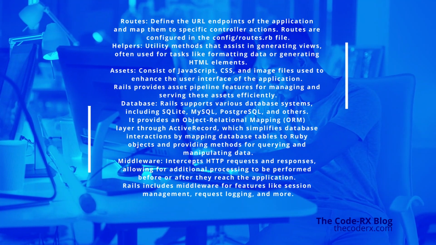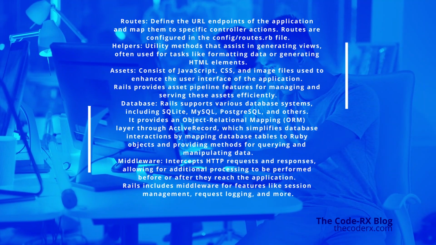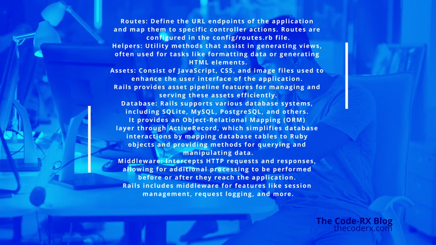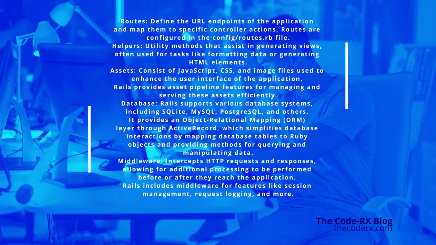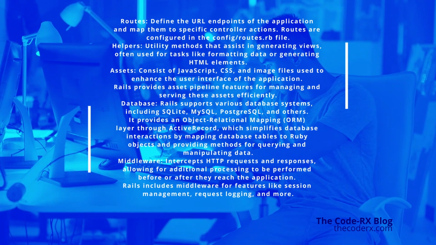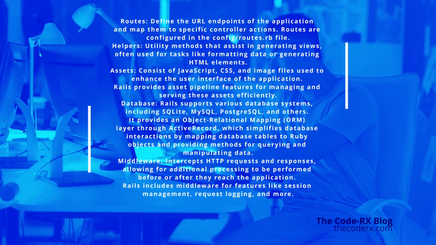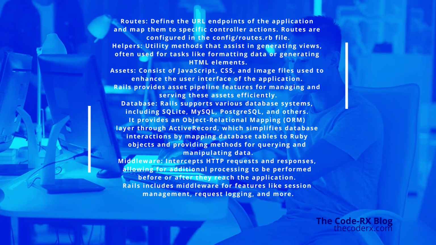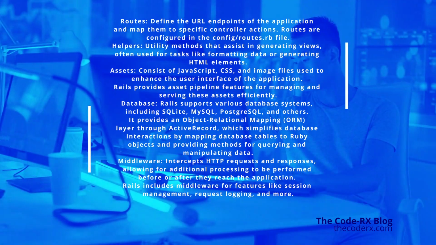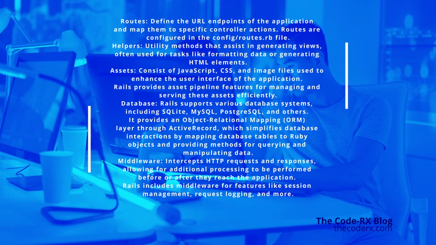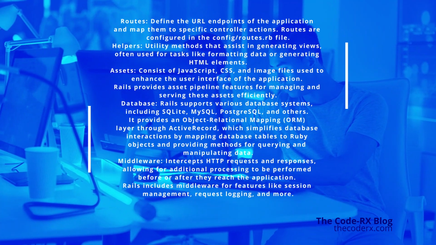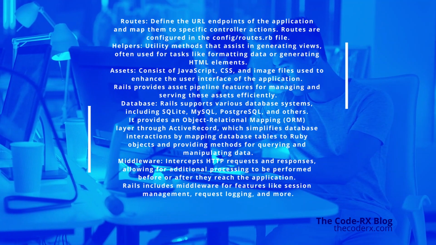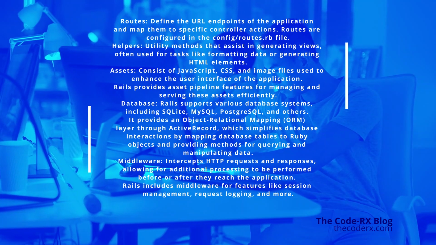Next would be the database. Rails supports various database systems, including SQLite, MySQL, PostgreSQL, and others. It provides an object relational mapping, or ORM, layer through Active Record, which simplifies database interactions by mapping database tables to Ruby objects and providing methods for querying and manipulating the data.